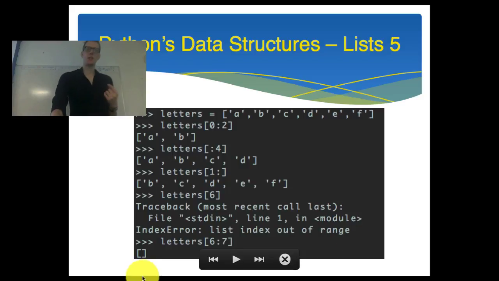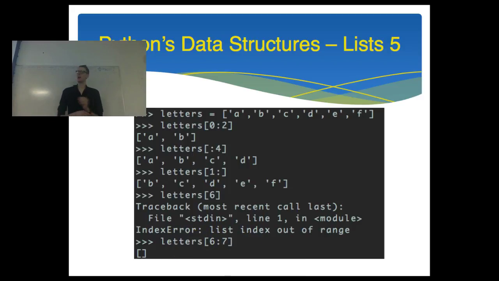But if you try to slice out part of the list, it doesn't matter. If all of these indexes are out of range, you don't get an error back, you just get an empty list back. So it's something to be aware of. Don't rely on an error to figure out whether your list has things in it. Because you can slice out parts of a list, you'll get an empty list back, but you won't necessarily see an error.